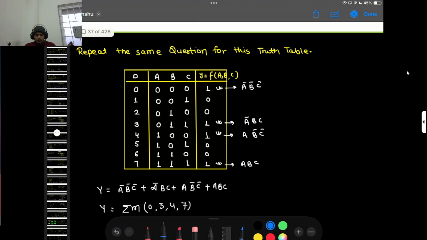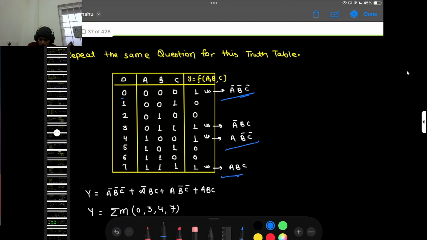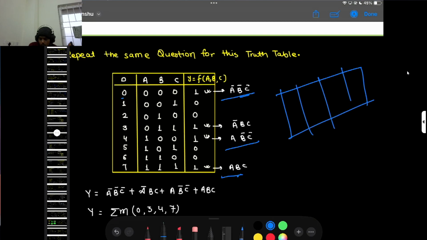Repeat the same question for a truth table also. Here there is a bar b bar c in the equation, with minterms 0, 3, 4, 7. So how to do this type of problem? Just go through the K-map. If you don't know the K-map, I will tell you. Just write 0 1, and here 0 0 0 1.